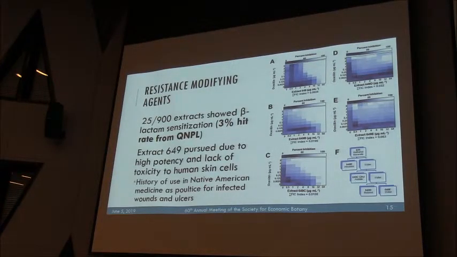And so we had some interesting success. Out of these 900 extracts, we found that we had a 3% hit rate. And one of the ones that really caught my attention was from a medicinal plant used in Native American medicine as a poultice for infected wounds and ulcers. I get really interested in things that are applied topically to wounds and ulcers because people can see what's actually happening in the healing process.